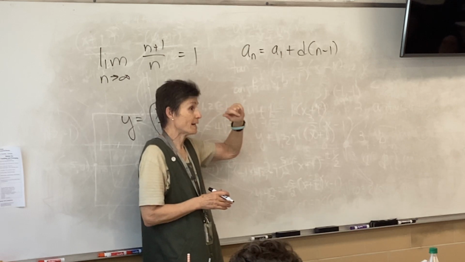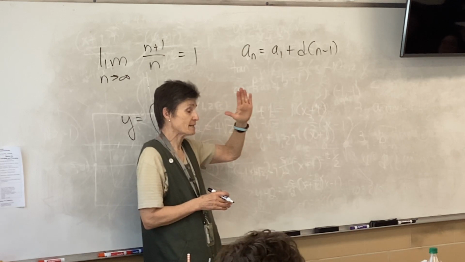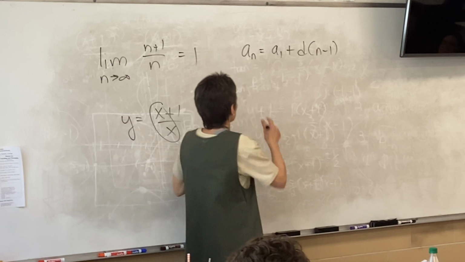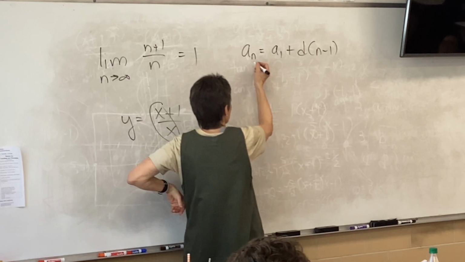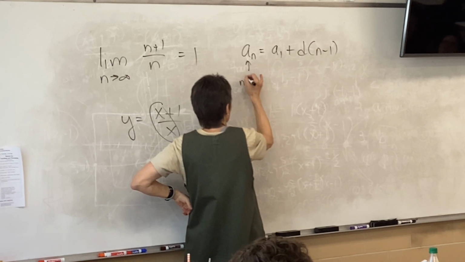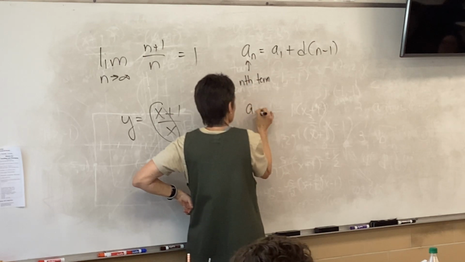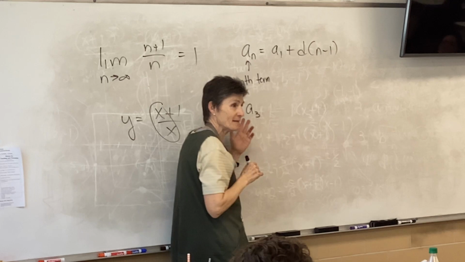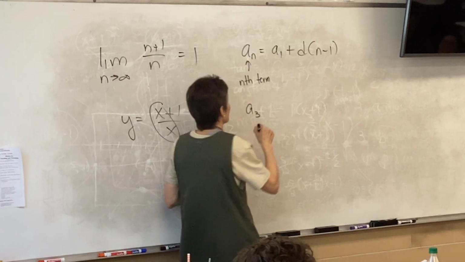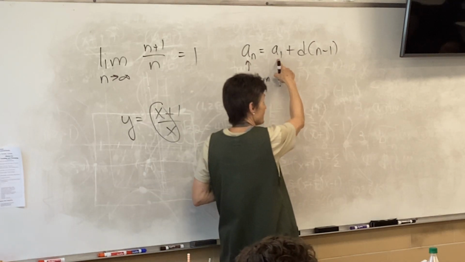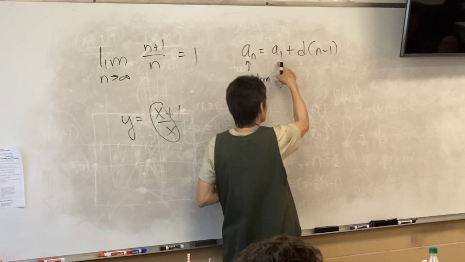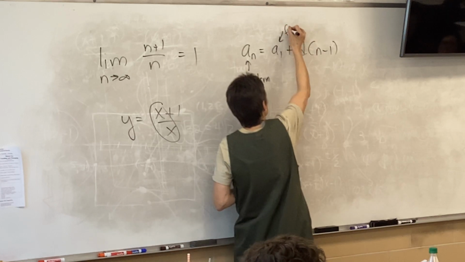This is your arithmetic formula to find a term. So this means the nth term. Like a sub 3, we talked about this yesterday, I think, means the third term. This means the first term.